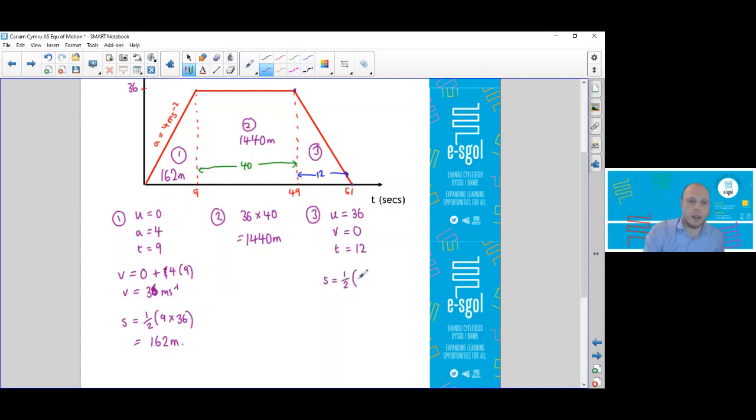So we can do a half of U plus V times T. That's a half of 0 plus 36 times 12. It's going to give you the same answer whatever you do. That's going to be 216 meters.